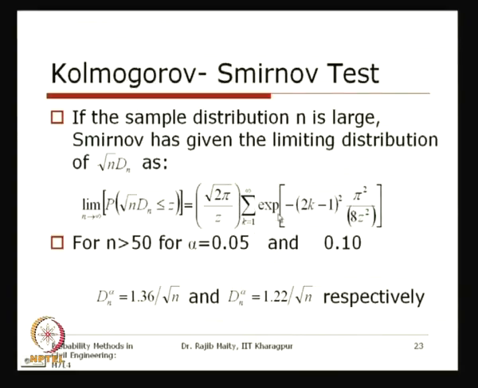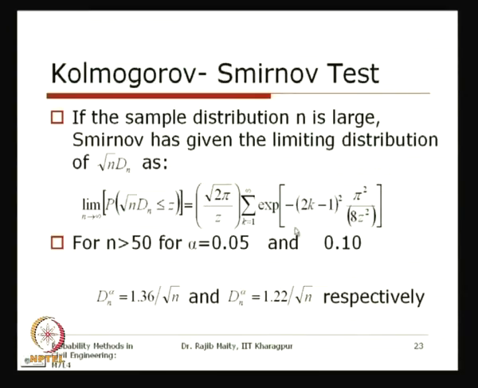the summation of k equals 1 to infinity of exponential of minus (2k minus 1) square multiplied by pi square by 8z square. So this is what it gives: for n tending to infinity, that means when n is very large, we can find how this Dn is varying through this. Now it depends on the significance level that you have fixed. Suppose the significance level is 0.05, then this probability is equal to 1 minus alpha, that means it is 0.95.